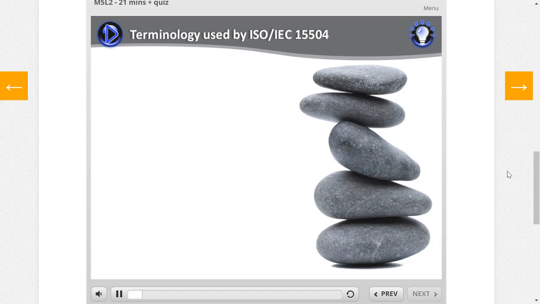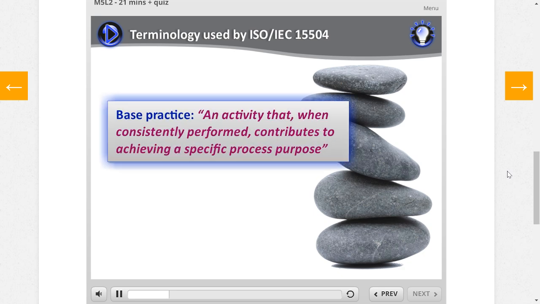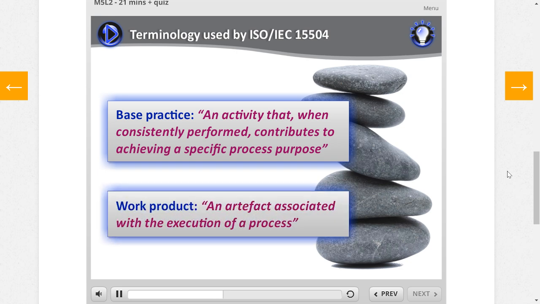Other terminology used by ISO 15504 are base practice, an activity that, when consistently performed, contributes to achieving a specific process purpose. Work product, an artifact associated with the execution of a process. These are specific for each process. They correspond to the management practices and work products defined for each COBIT 5 process. We'll examine the significance of these later in the lesson.